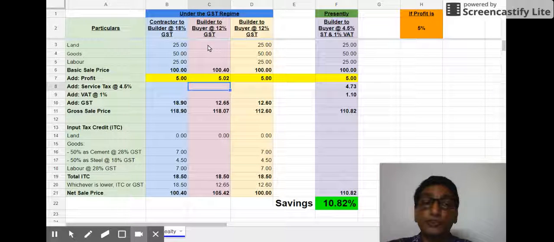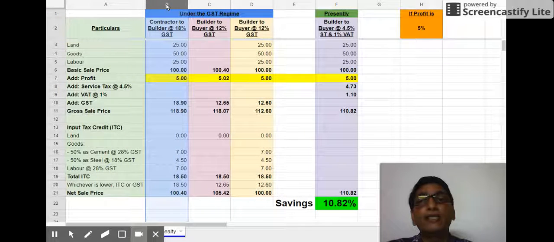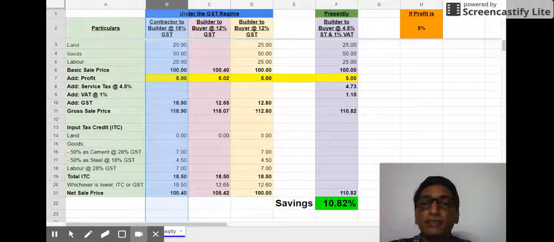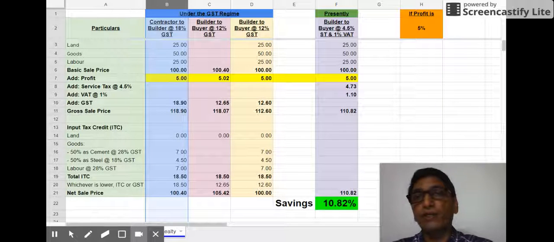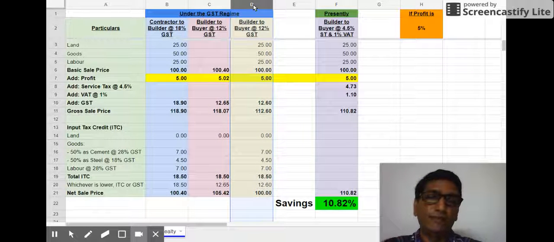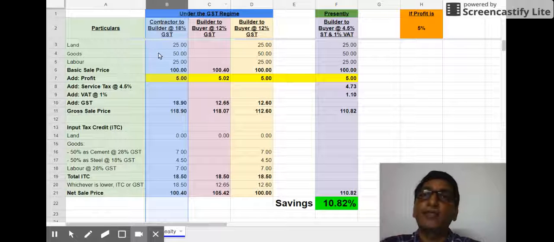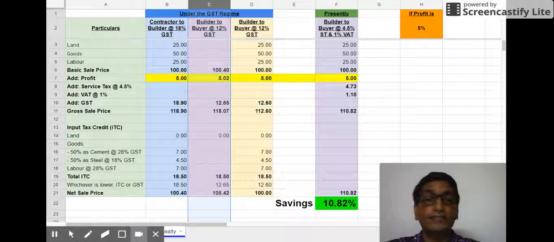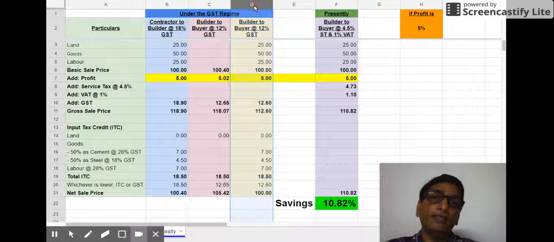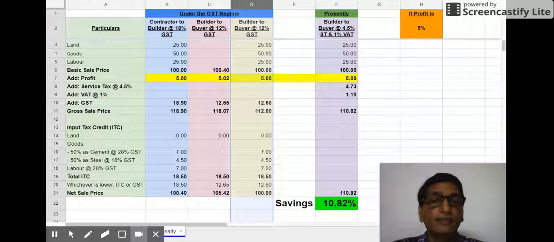Once GST is implemented, there are two situations. One situation is that the builder can give the whole activity of construction to a contractor. He can get it done through a contractor, or he can get the activity done himself. So when he gets the construction activity done through a contractor, there are two stages of value additions. One stage is that the contractor will add his own profit, and then the builder will add his profit margin. That is the second stage of value addition. So the property will pass through in two stages. The second scenario can be that the builder himself can do the construction activity without giving it to any contractor, without getting it subcontracted. Okay?